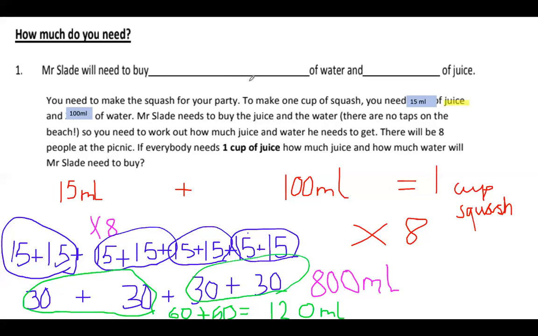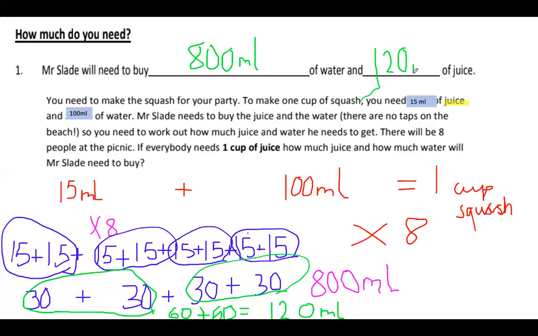So Mr. Slade needs to buy how much water? 800 milliliters of water. Do not forget to put your units of measurement. And 120 milliliters of juice.